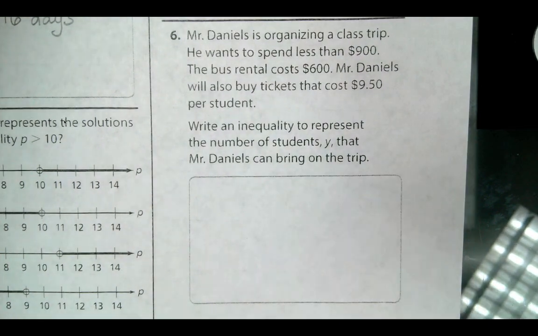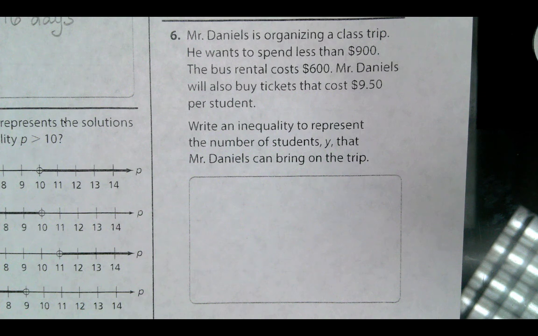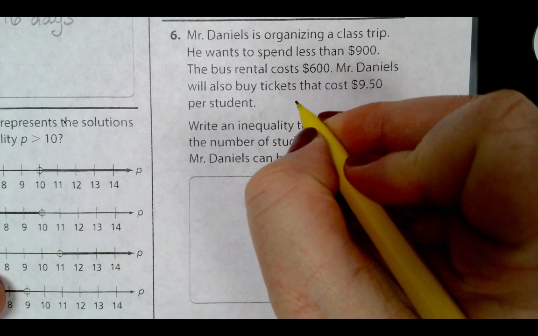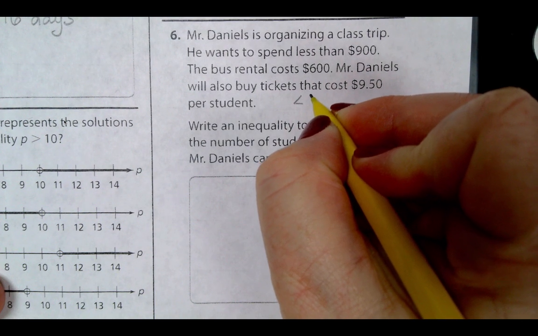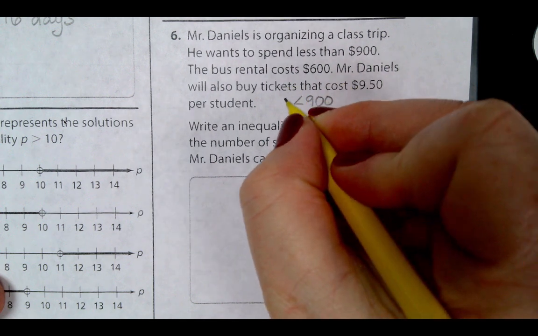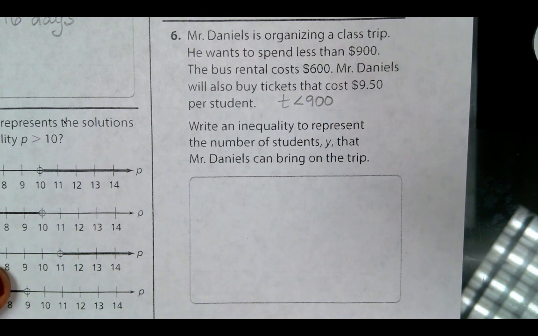Okay. Mr. Daniels is organizing a class trip. He wants to spend less than $900. My trip has to be less than $900. I'm just going to say my trip. Okay, just kind of putting it out there.